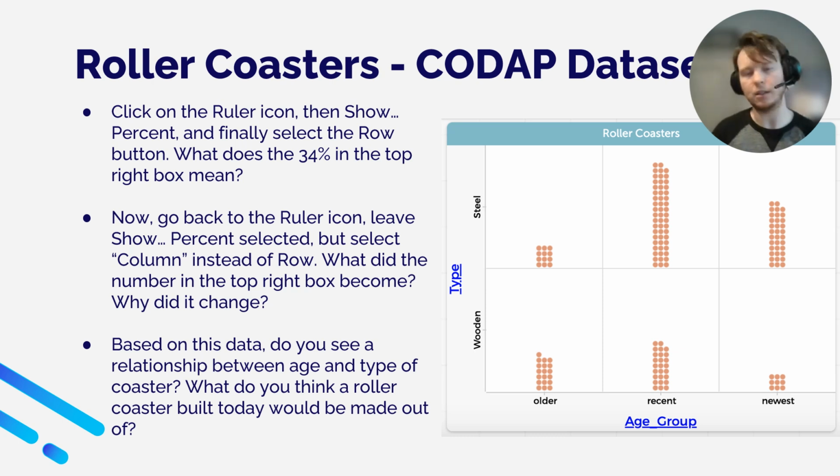Now students are going to go back to the ruler icon, leave show % selected, but select column instead of row. So this should flip the percentages to being by column instead of by row. This will change the number in the top right box. It'll now be a higher percentage of that last column than it was of the top row. Based on this data, ask students if they see a relationship between age and type of coaster, and maybe how they think that relationship is being shown. If there is a relationship between age and type of coaster, we shouldn't see exactly the same distribution of percentages across the table. Instead, there should be some kind of difference there.